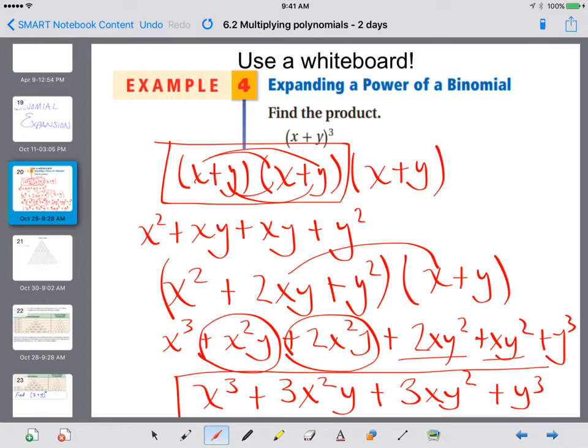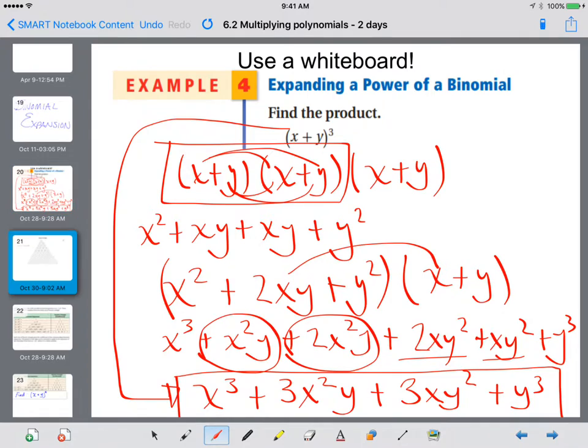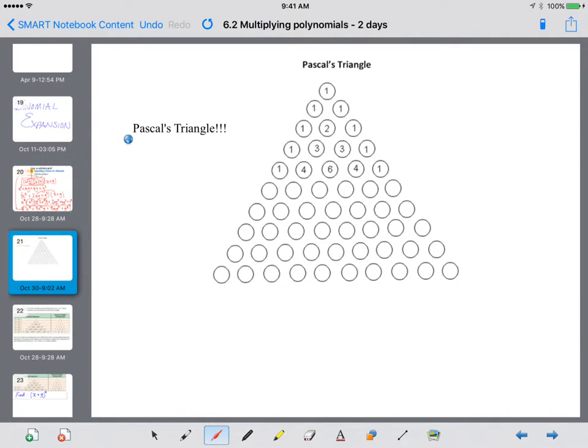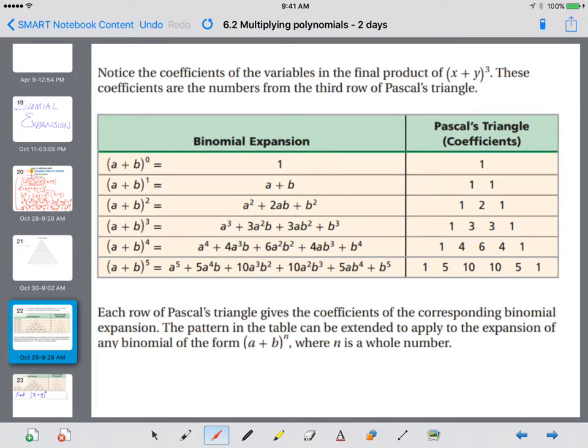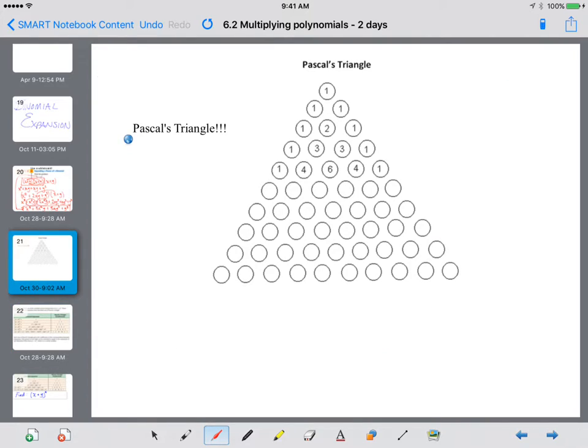Look at all that multiplied. Very complicated, a lot of work. I'm going to show you a shortcut to go right from here straight to there, skipping all of that work in between. It stems from Pascal's triangle. Now hopefully you have the sheet that has Pascal's triangle here and these notes. If you look at Pascal's triangle, I want you to pause the video, see if you can come up with the pattern.